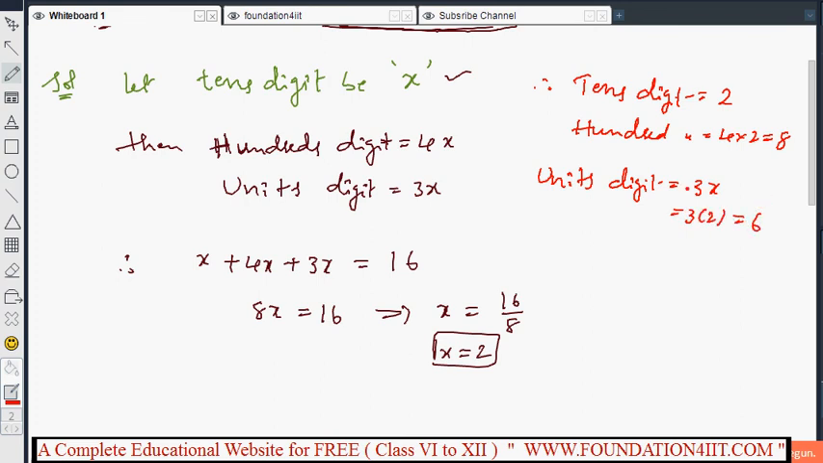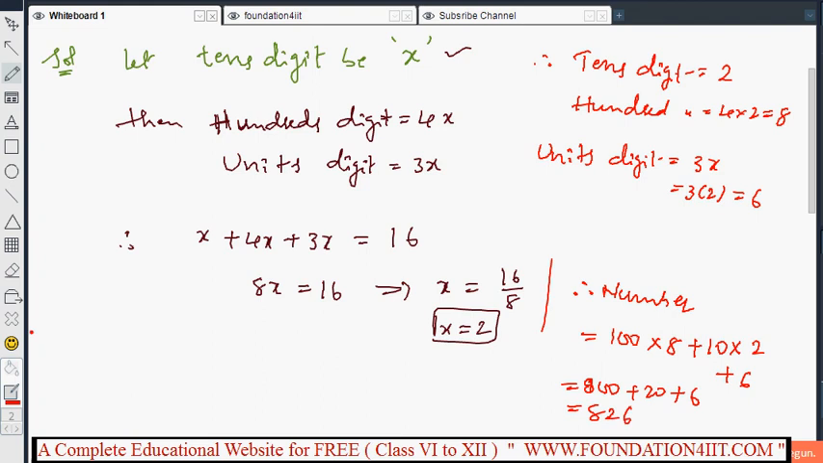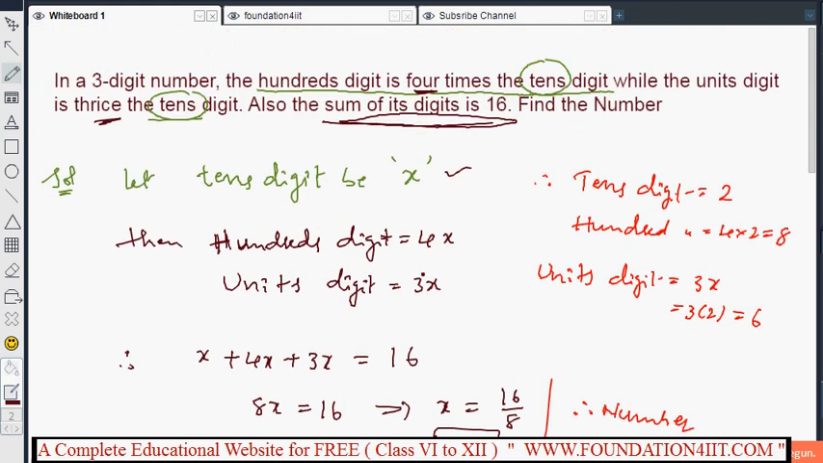So we know the tens place, hundreds place, and units place. Then the required number is equal to 100 into the hundreds digit 8, plus 10 into the tens digit 2, plus the units digit 6. So 800 plus 20 plus 6, so 826. So 826 is the required number. This is the way we can solve problems from the conditions. We need to generalize the number first, then we need to solve according to this.